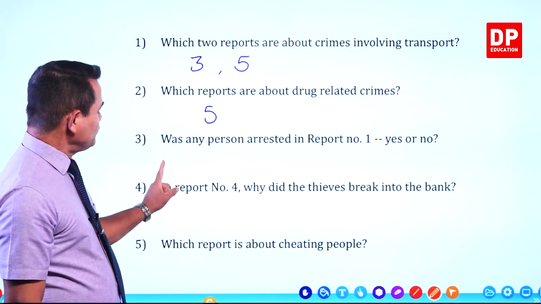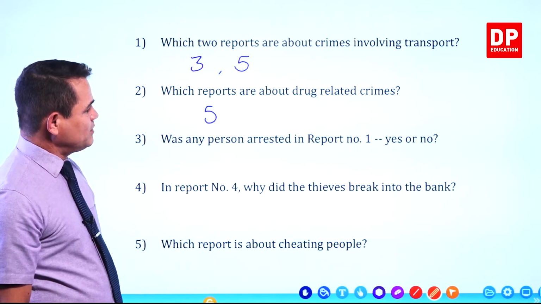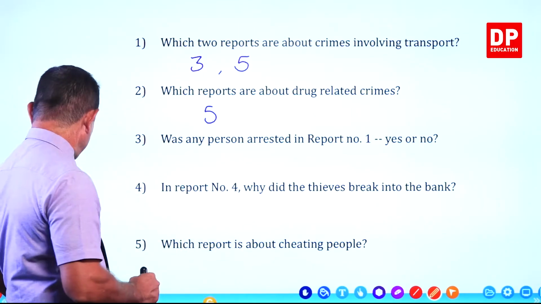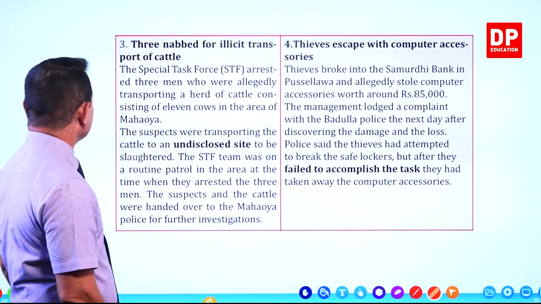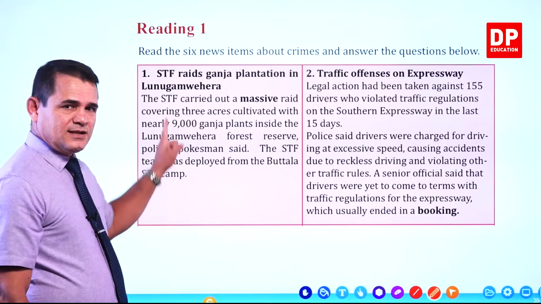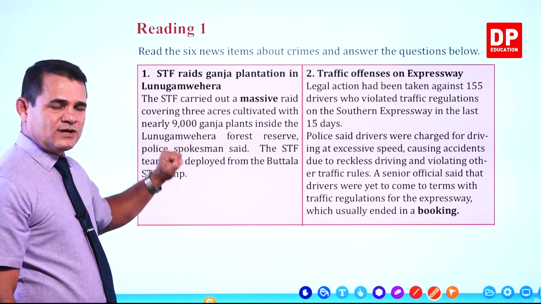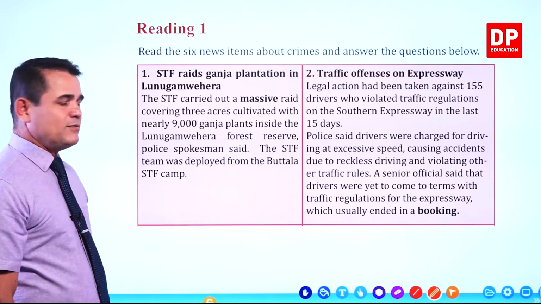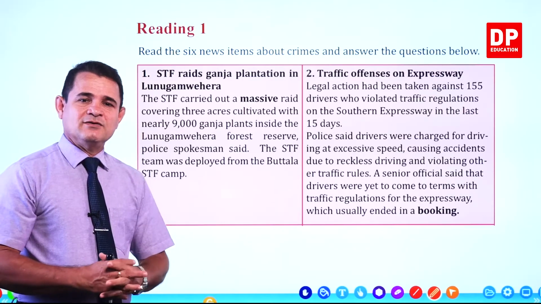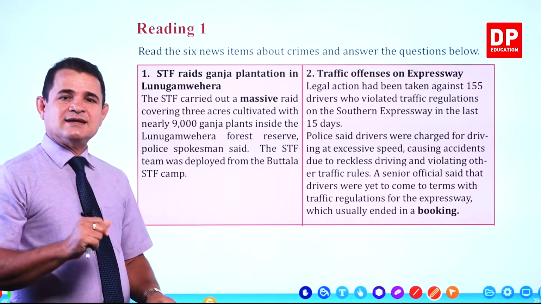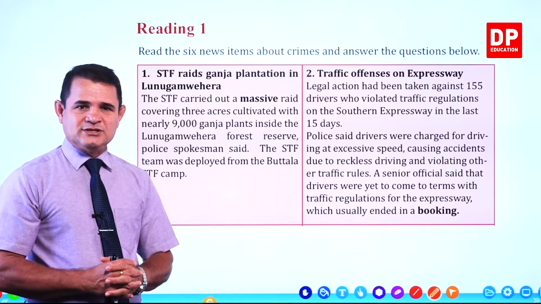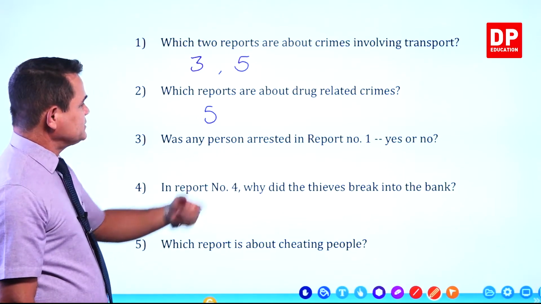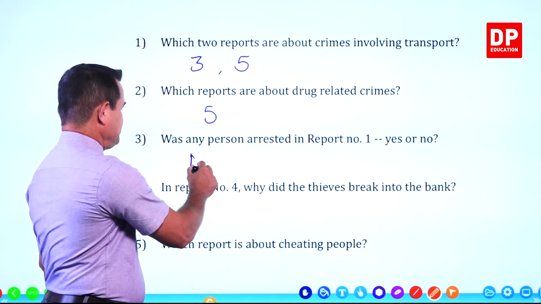And the next one. Was any person arrested in report number 1? Yes or no? Report number 1 එකේ කවුරු හරි කෙනෙක් arrest කරාද? Let's go back and see report number 1. So in this one, is it mentioned here? කවුරු හරි අත්අඩංගුවට ගත්ත කියලා තියනවාද? Now it says only STF raids ganja plantation in ලුණුගම්වෙහෙර. ganja plantation එකක් වටලලා තියෙනවා. But not mentioned about arresting. අත්අඩංගුවට ගැනීමක් no. It is not mentioned. So then the answer for this one, yes or no? You can simply give the answer no.